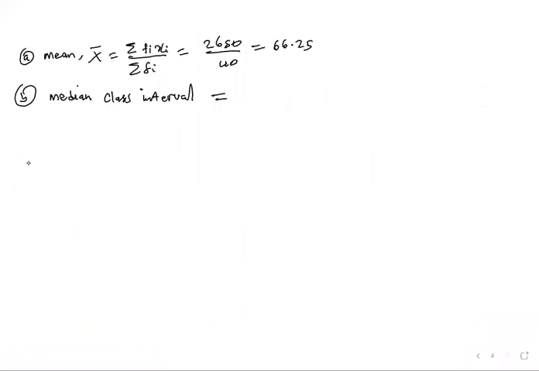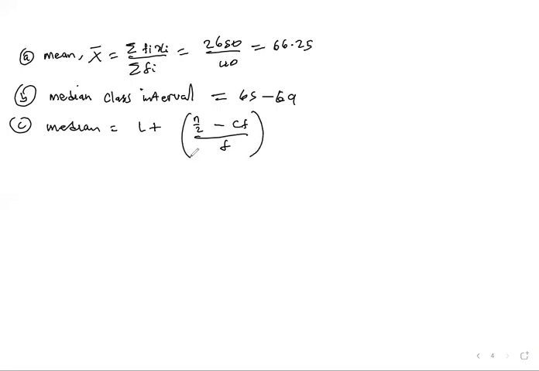Okay, so here we're done. We are saying it is from 65 to 69, and now we can quickly get the median. The median is given by L plus (N over 2 minus CF) over F, multiplied by H. Here, L is the lower limit of the median class interval, and N is simply the summation of Fi.